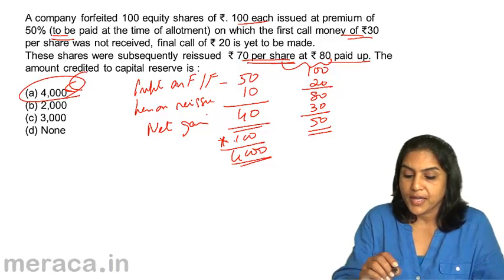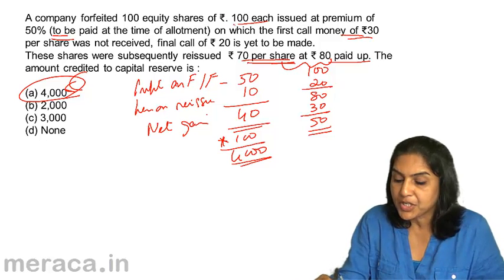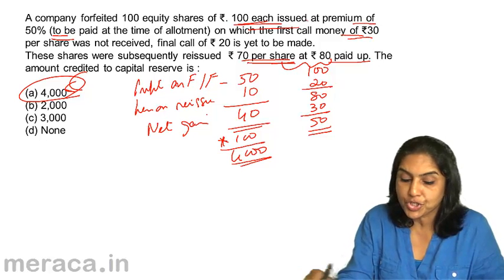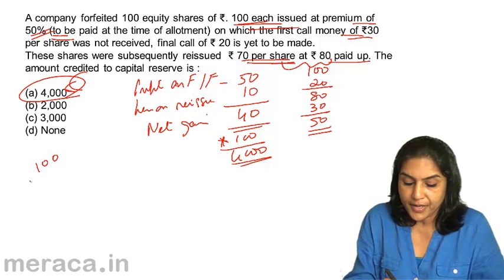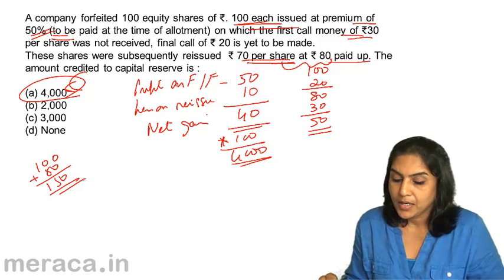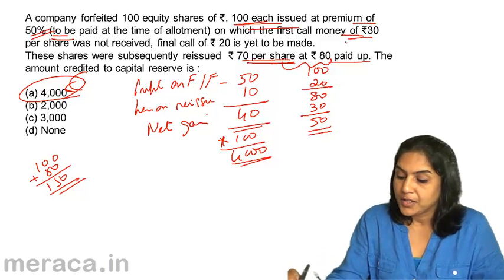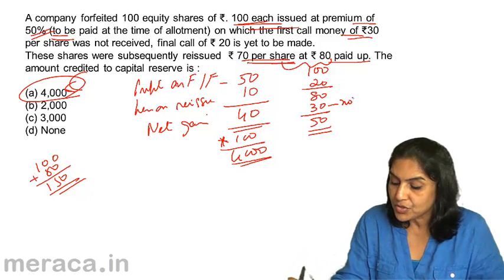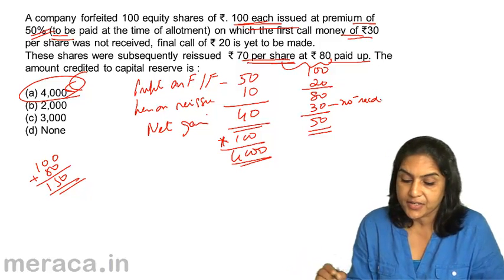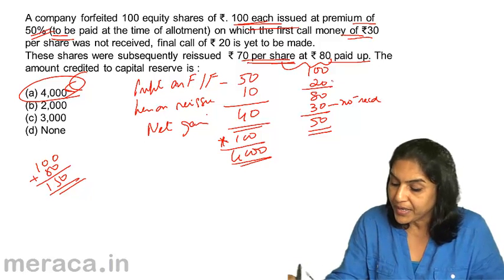Once more, the company forfeited 100 equity shares of rupees 100 each. This was issued at a premium of 50%. Actually, it is 100 plus 50, 150. The first call money of 30 per share was not received. This is not received. It's in arrears. Final call of 20 is not made, not called.